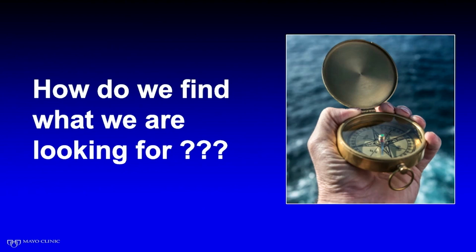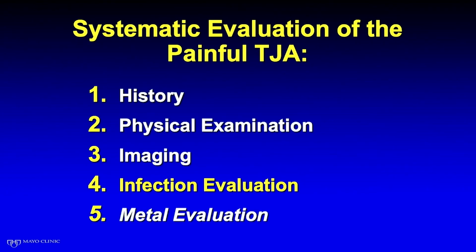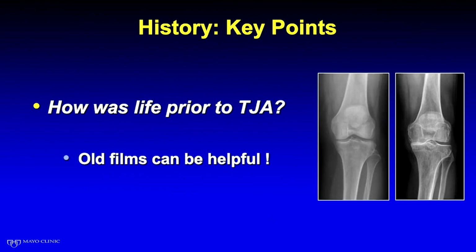So now that we know those specific things that we're going to key in on and try to look for, how do we get there? It definitely requires a systematic approach. Realistically, it's things like history, physical exam, imaging, that infection evaluation we really want to hammer home, and then metal evaluation in specific patients. Very quickly, just a couple of key points that I think can be helpful for most surgeons as you're looking at these patients. Figuring out how their life was prior to total joint replacement and getting old films can be very helpful.